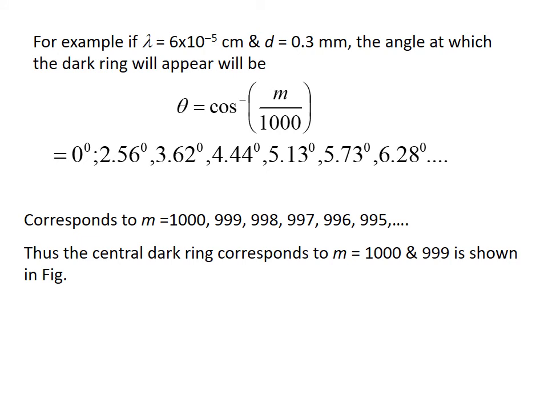After the constructive and destructive interference conditions, in order to calculate the angle at which the dark ring will appear, we will be using the destructive interference condition. For example, let's take lambda as 6 into 10 to the minus 5 centimeters and d equals 0.3 mm. We'll be getting a dark ring at angle 0 degree, 2.56 degree, corresponding to m equals 1000, 999 and so on. Therefore, we'll be getting a central dark ring corresponding to m 1000 and 999 as shown in the figure.